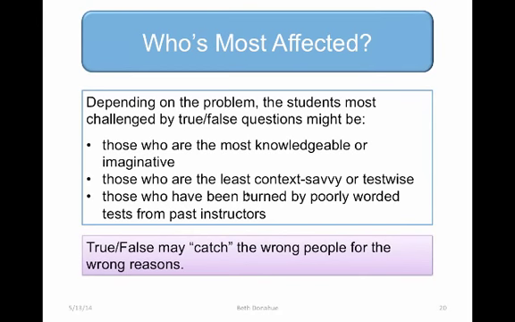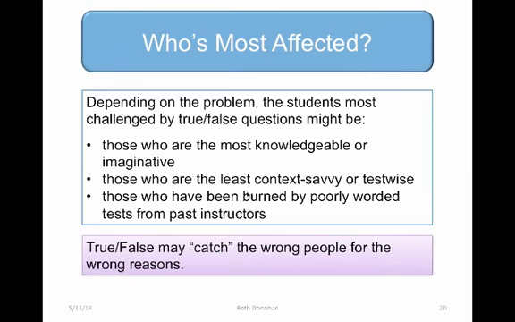Who's most affected by the problems that I just described? Well, depending on which problem we're talking about and the question individually, often you could be challenging really the wrong people for the wrong reasons. You could be challenging the most knowledgeable or imaginative students. You could be challenging the least context savvy or test wise. That's my son. And you could be challenging those who have been burned by poorly worded tests from past instructors.